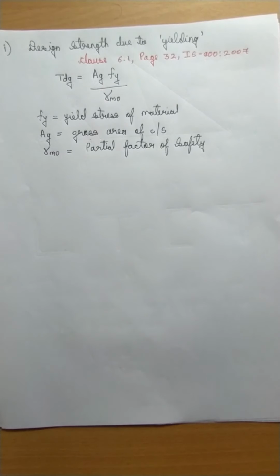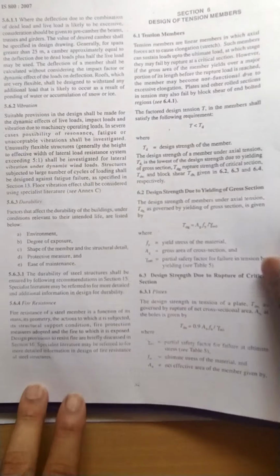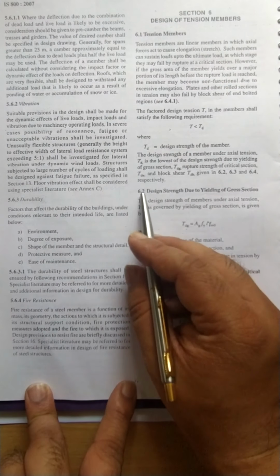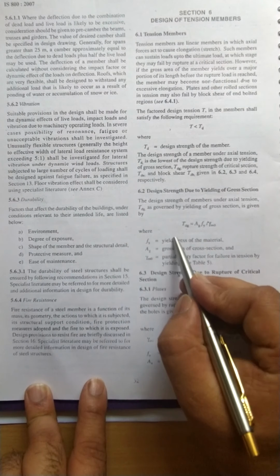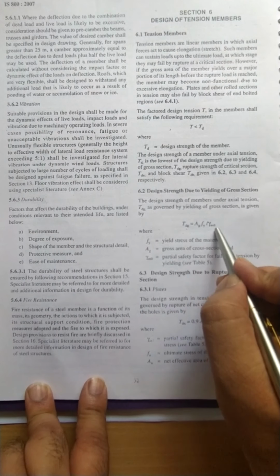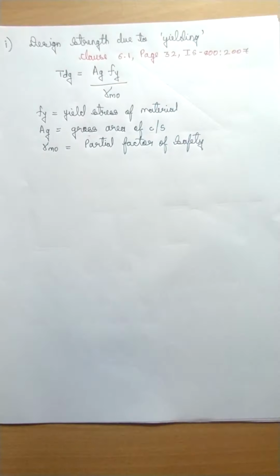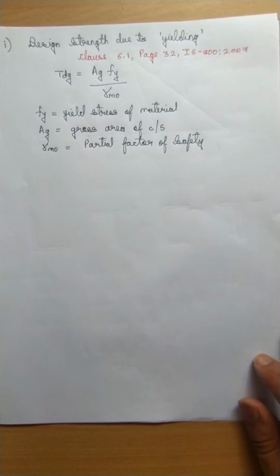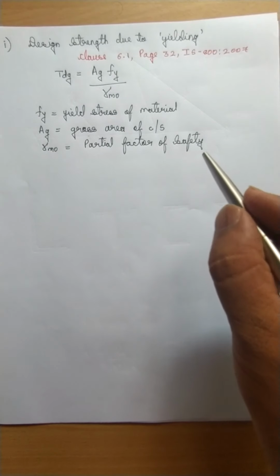This is given on page number 32 of IS 800:2007, and the formula is given here in clause 6.2. TDG is equal to Ag Fy divided by gamma m0. This is the first criterion of failure of the steel members under tensile forces. So, this is the formula.